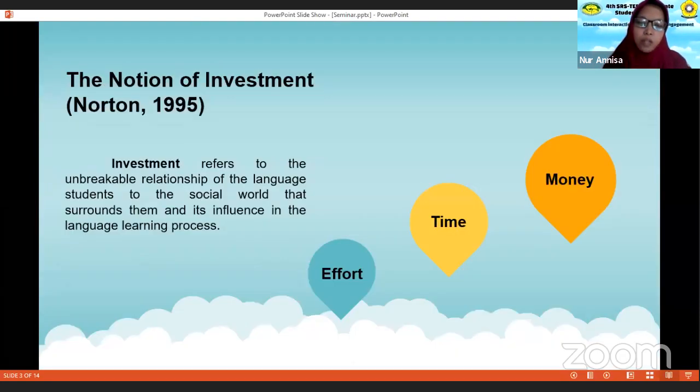The notion of investment was introduced by Norton Pierce in 1995. Investment refers to the unbreakable relationship of language students to the social world that surrounds them and its influence in the language learning process. The concept of investment tries to understand and explain the language learner and their situation by seeing the real life situation rather than a one-dimensional view of which factors motivate students to learn.